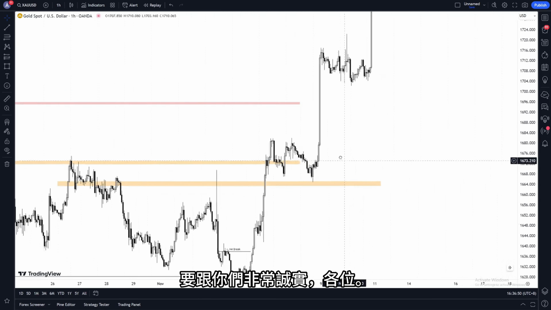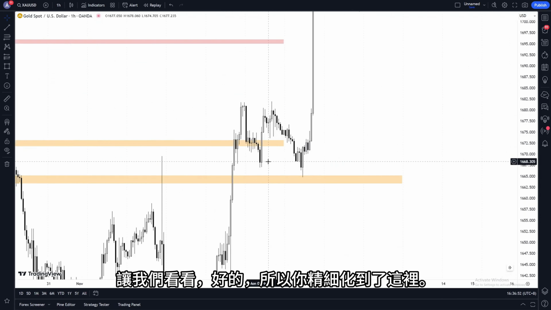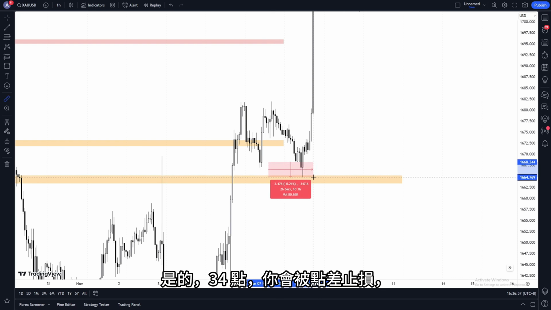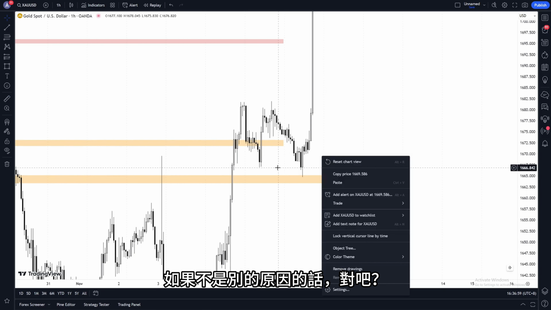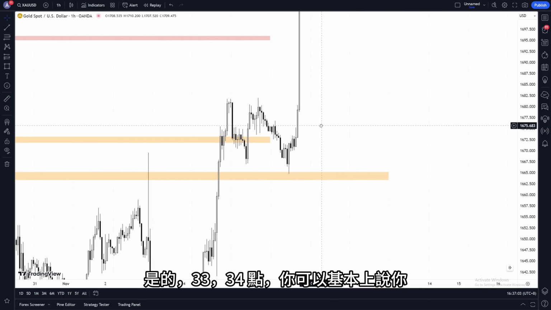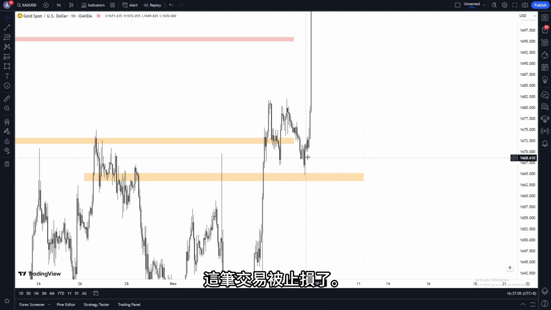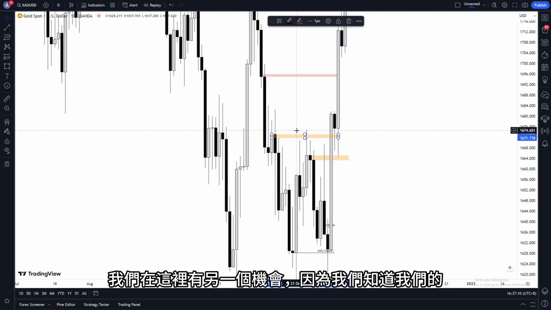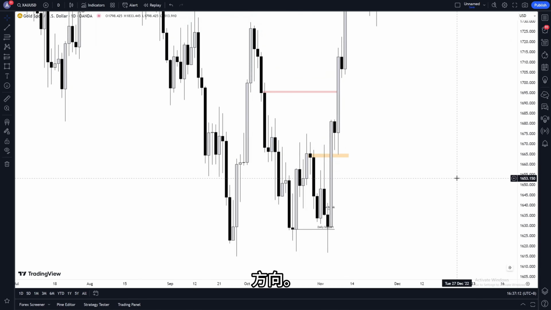I'm going to be completely honest with you guys. Let's see. Okay, so you refined it to here. Yeah, 34 pips, you would have been stopped out by spread, if not anything. You can basically say that you got stopped out of this trade. And you have to understand, let's assume we got stopped out of that trade. No problem. We have ourselves another opportunity here because we know our direction.